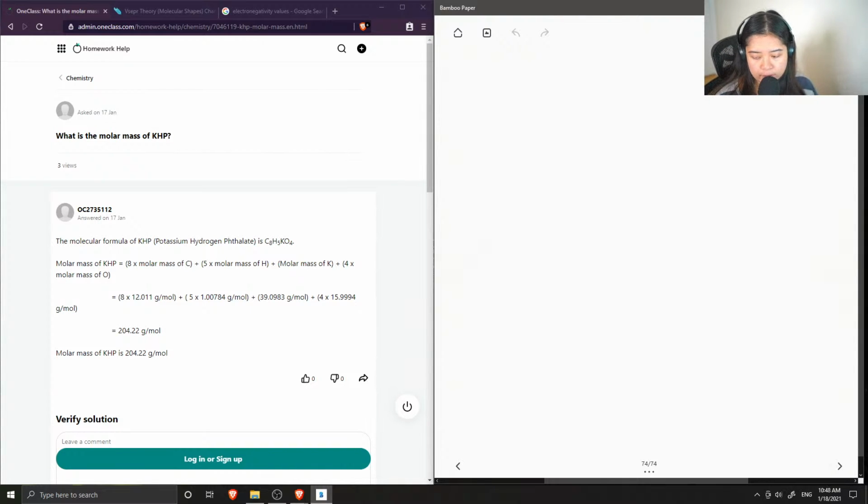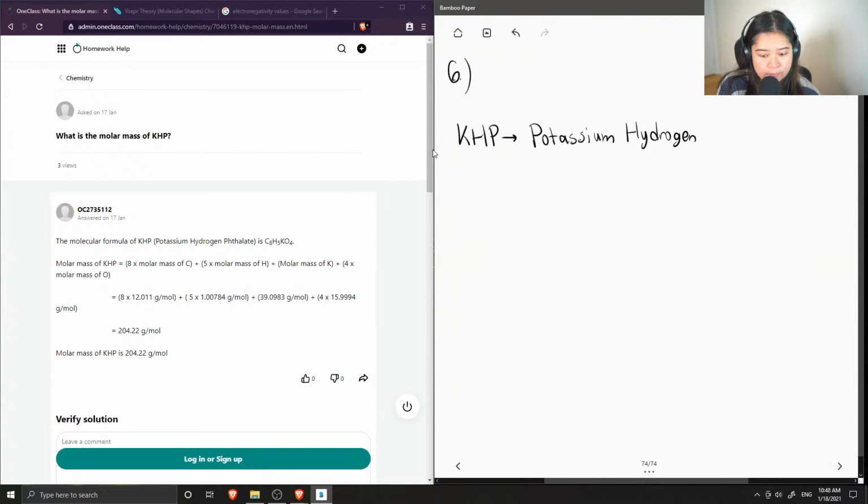Okay, so now we're on question number 6. What is the molar mass of KHP? So KHP, it's not just like potassium, hydrogen, and phosphorus. It's actually an acronym that stands for potassium, hydrogen, phthalate. I think this ph is silent.